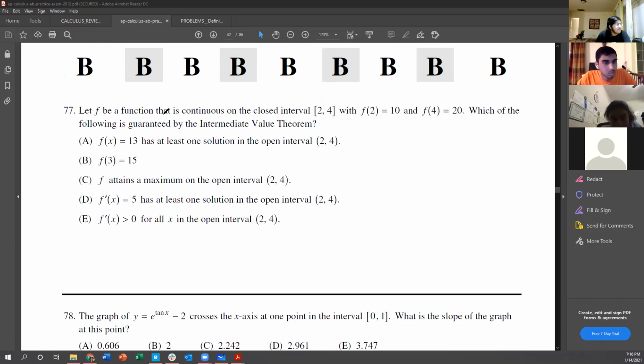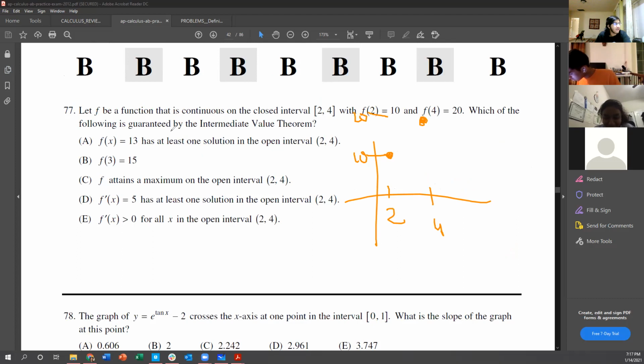Let f be a function that's continuous on this closed interval. I want to draw this out immediately because I'm going to lose track of all these numbers. F of 2 is equal to 10. And then f of 4 is equal to 20. Obviously, this is not to scale, doesn't matter. Which of the following is guaranteed by the intermediate value theorem? So no matter how we connect the dots, we're going to get maybe 15, or some number. For all the values between 2 and 4, somewhere we're going to reach a number between 10 and 20. Okay? So let's see.